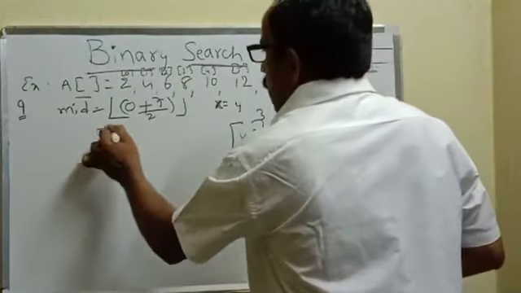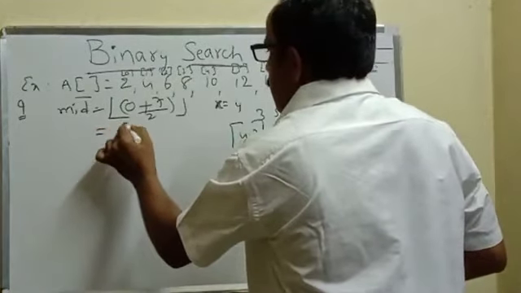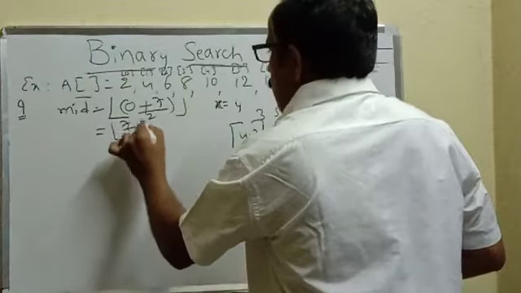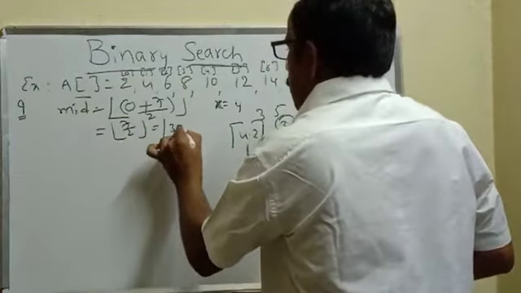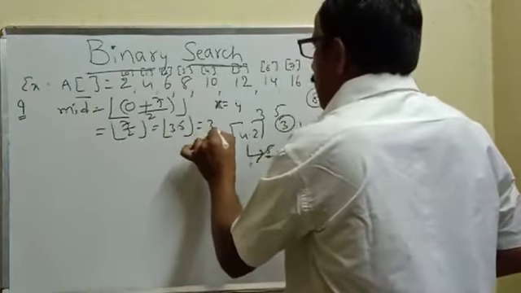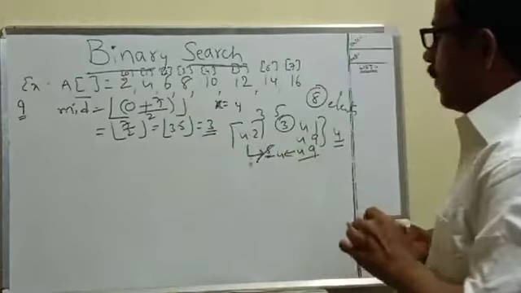So what is mid now? Mid is (0 plus 7) by 2, that is 7 by 2. Then this value is 3.5. Then what is floor? 3 only. Floor is 3.